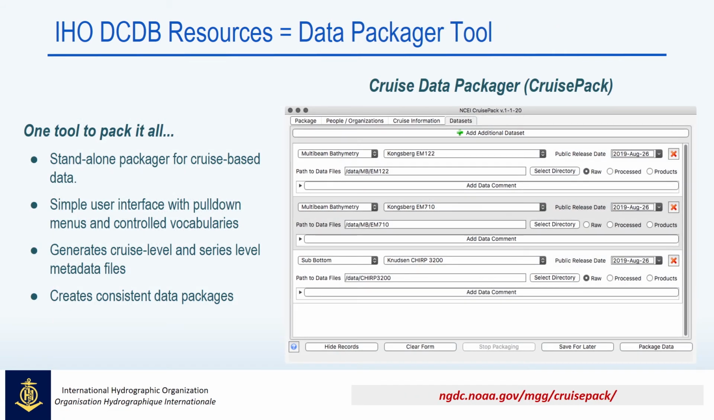Now, if you're looking for a more automated way to package your data, the DCDB website also provides a link to download CruisePack. This is a data packaging and metadata gathering software tool that simplifies how a data provider can package and submit their cruise-based data. CruisePack features a very simple user interface to facilitate metadata entry. Once the user completes this metadata entry, data packaging is automatic. CruisePack copies the data, generates metadata records, and creates a structured, consistent data package.